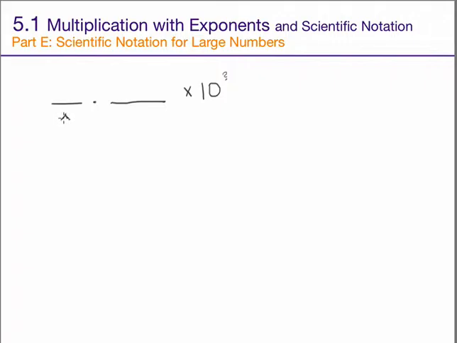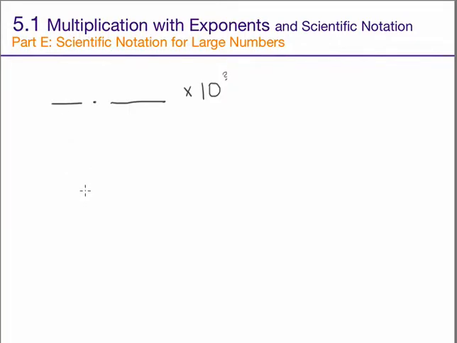This number right here is a single digit, meaning it has to be between the numbers 1 and 9 and is not itself a decimal. So this could be a 6, or a 4, or a 1, or a 7, but it won't be a 0, and it won't be, say, 11. It has to be between 1 and 9, including 1 and 9.